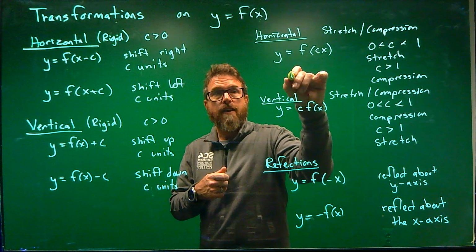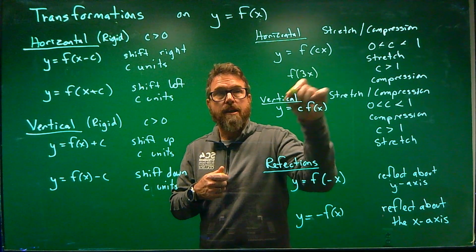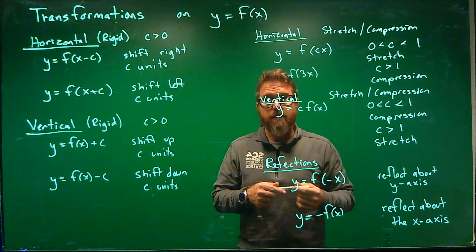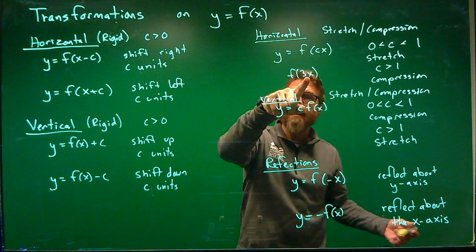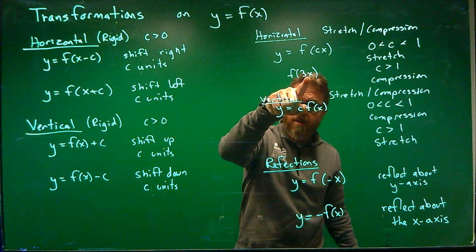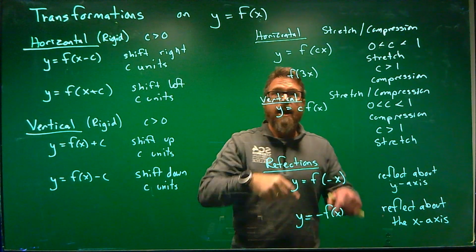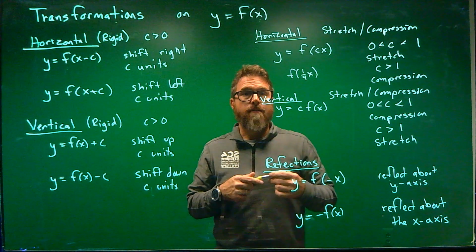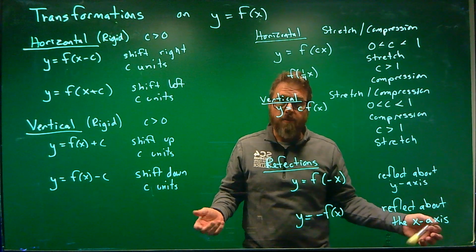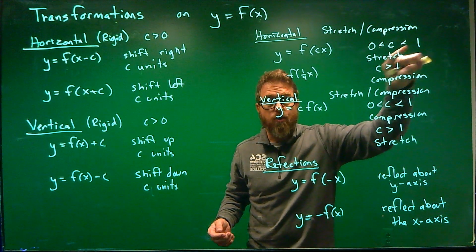So for instance, if I have f of 3 times x, that's technically a compression because in order to solve that for x, I would have to divide all the x's by 3. So that's why this is a compression. As opposed to something like 1/4 x, or x divided by 4, where I'd have to multiply by 4, and that's why that would be a stretch.